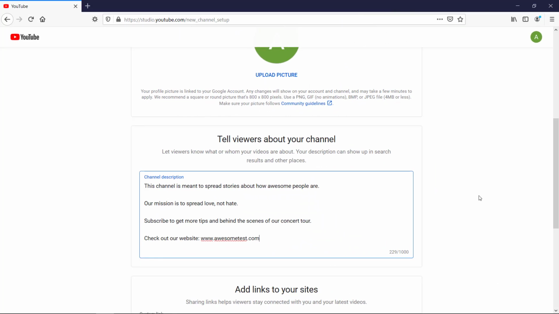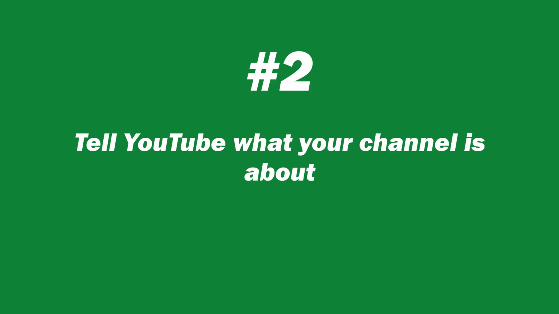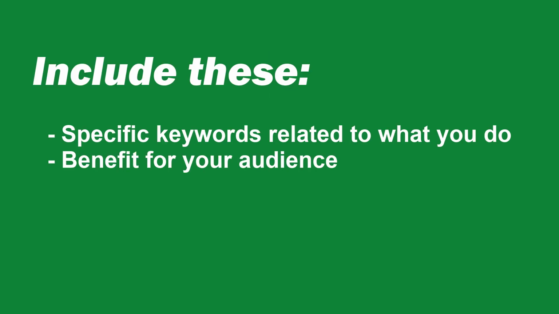Now, the second reason why this is important is to tell YouTube, basically the machine or the algorithm, what your channel is all about, and therefore allow your channel to be promoted to the right audience. So you've got to put in as many keywords as possible that best reflect the value of your brand, and best reflect the kind of information or the benefit that you'll give to your potential viewers.